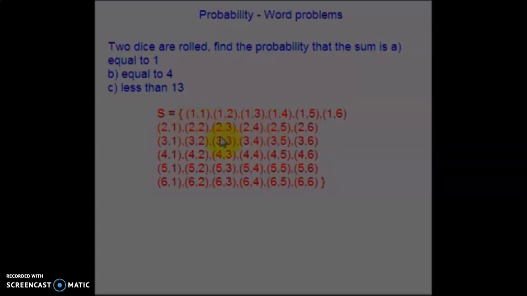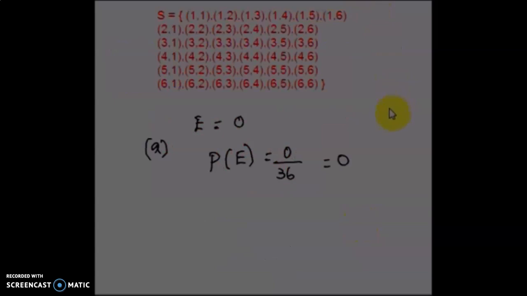So the first question is the sum of a sum is equal to 1. If you see the lowest pair, which gives 1 and 1, a total of 2. So it is not possible for any event outcome to give a total of 0. So our favorable outcome is 0. Then the probability of that event will be 0 out of 36, which will be 0 as a result. Or you can say that it's not possible to get a total of 1 while tossing 2 coins.